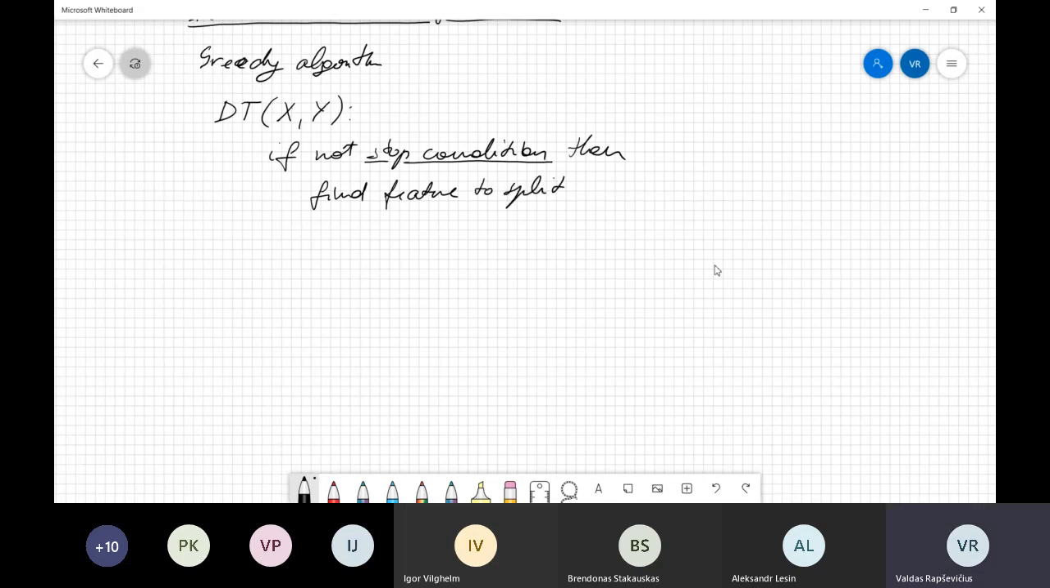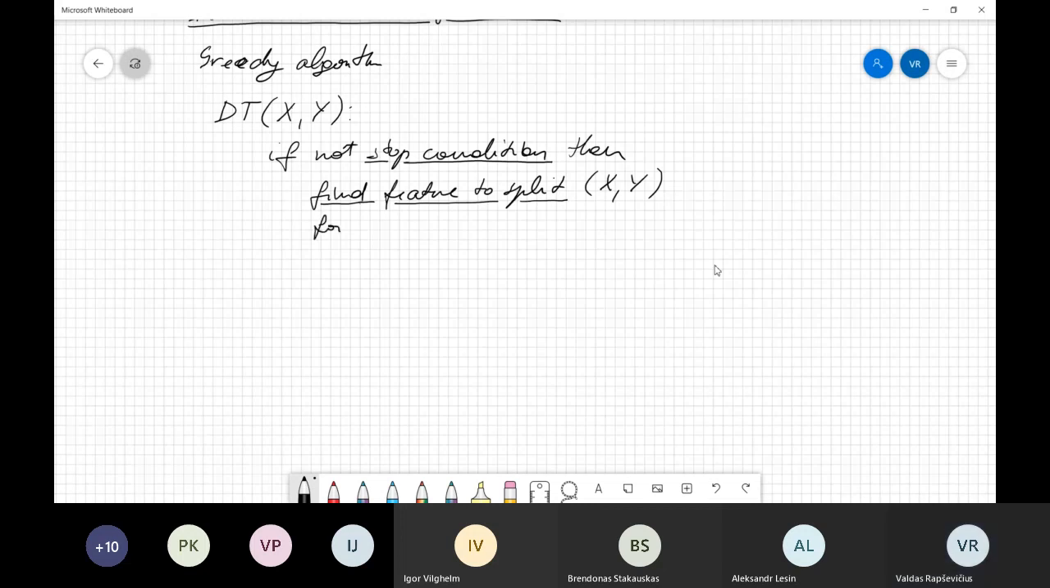All right, find the feature to split. Basically we pass X and Y again. So this is again some kind of a function which we need to elaborate upon, right? So stop condition we will talk about, find feature to split we will talk about, okay?